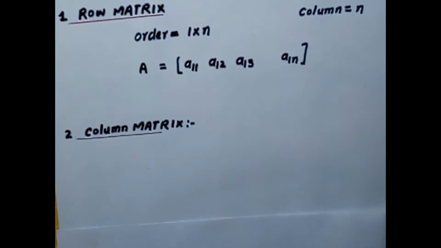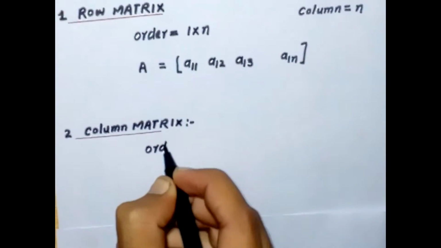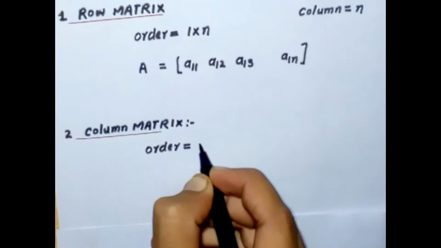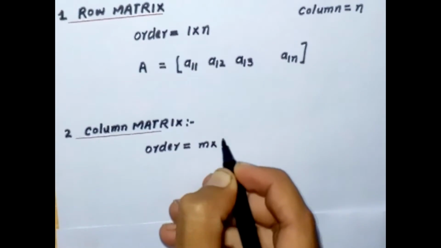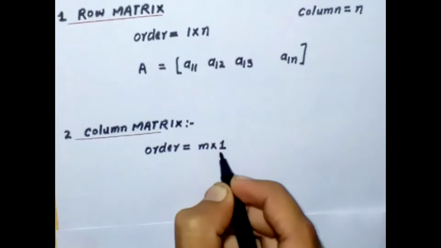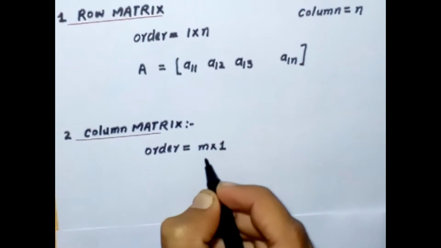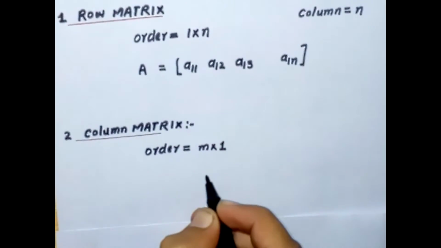Number 2, column matrix. A matrix has order m cross 1, this means that if a matrix has a single column and any number of rows, then the matrix will be a column matrix.